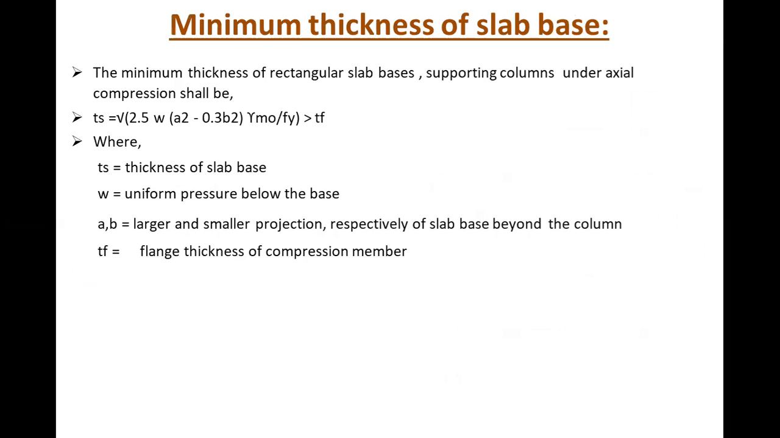system. Now, the minimum thickness of slab base: the minimum thickness of a rectangular slab base supporting columns under axial compression. The equation is Ts equal to the square root of 2.5 w (a² minus 0.3 b²) gamma m0 divided by fy, which should be greater than Tf, where Ts is equal to the thickness of slab base, w is equal to the uniform pressure below the base, a and b are equal to the larger and smaller projection respectively of the slab base beyond the column, and Tf is equal to the flange thickness of the compression member. So these are all the basic design criteria of lacing, battening, and slab base.